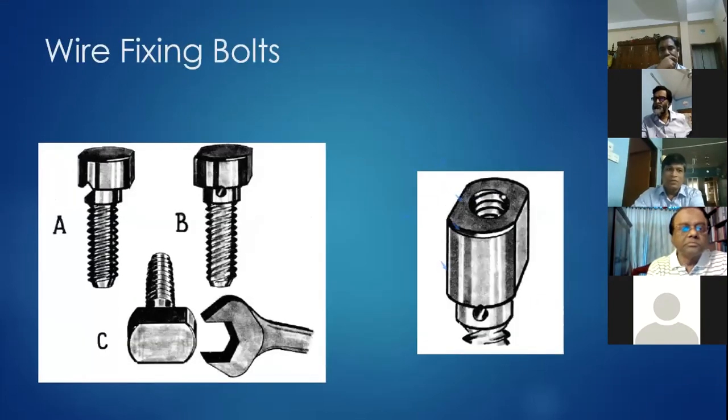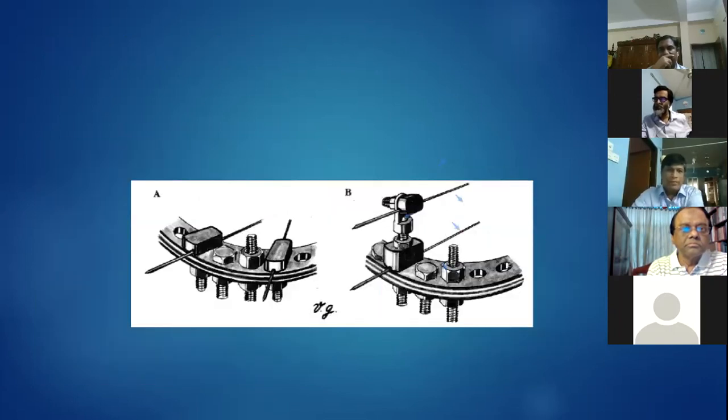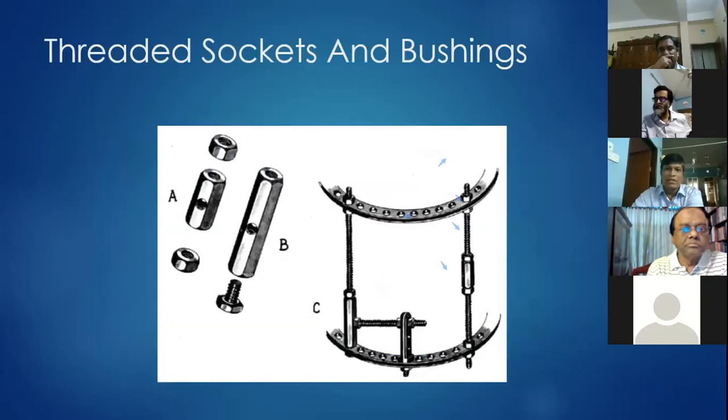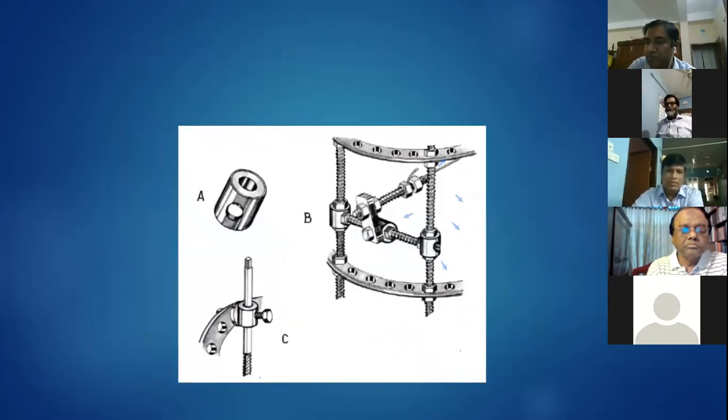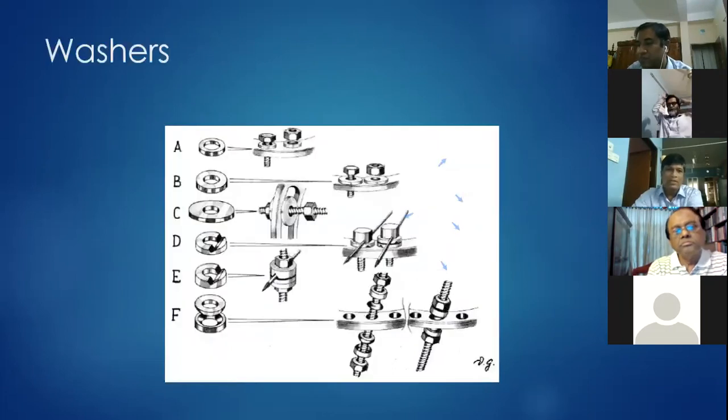And wire fitting bolts, I earlier mentioned that there may be centrally held or cannulated and serrated or threaded socket and bushings. These are also helpful. These are usually used to connect the different rods. This is bushing, and there are various types of washers and their uses shown in the figure.